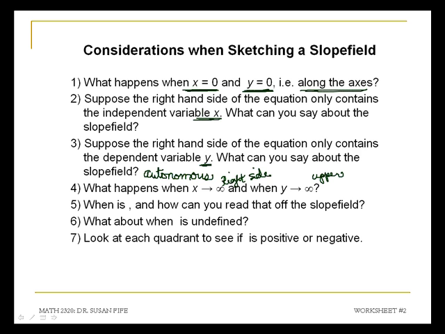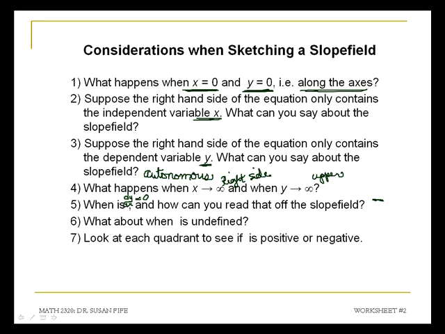This should say, when is the derivative equal to 0, dy/dx equal to 0? And how can you read that off the slope field? Well, you know when the derivative is equal to 0, the slope is 0, and the line is going to be horizontal. So on a slope field, we'll look at those in just a second also.